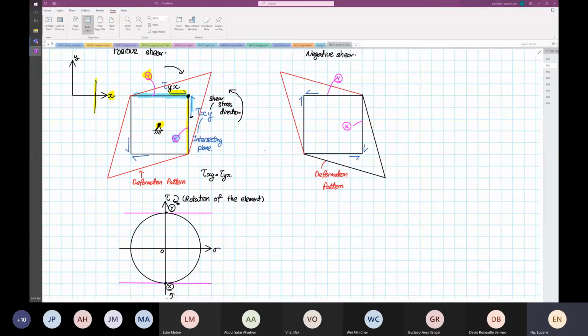For this element that I've just drawn, in both cases the normal stresses are equal to 0. Normal stress X is equal to 0, and normal stress Y is also equal to 0. Now, let's look at negative shear. So I'm going to draw my axis.